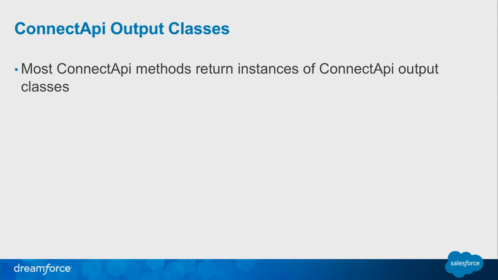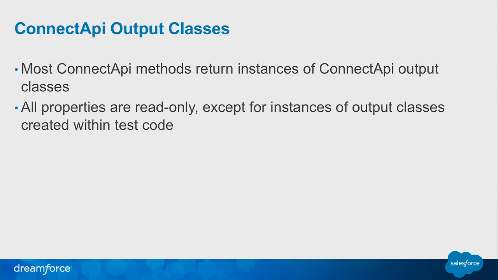Most ConnectAPI methods return instances of output classes. What does that mean? So when we do chatter feed post feed element, you're going to get back a ConnectAPI output class. So we can then reference that and use that in some way. All properties are read-only except created within test code. We will look at that.